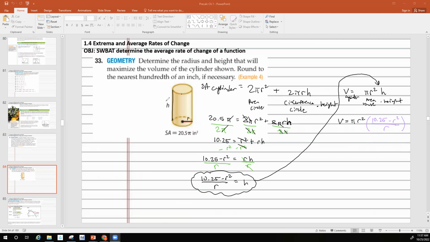All right, so here, what we're going to do is graph this one. So on Desmos. Let's go to Desmos again.